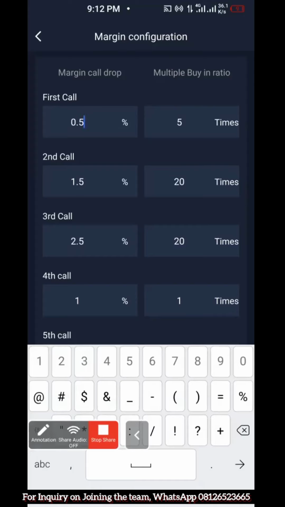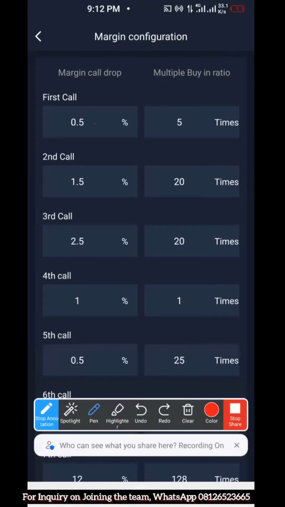So if it drops by 0.5%, remember our return rates. If it drops by 0.5%, what happens? Buy me 5 times. 5 times what? 5 times 10. Our first buying amount. Remember, our first buying amount is always 10. So every one of them will be times 10.